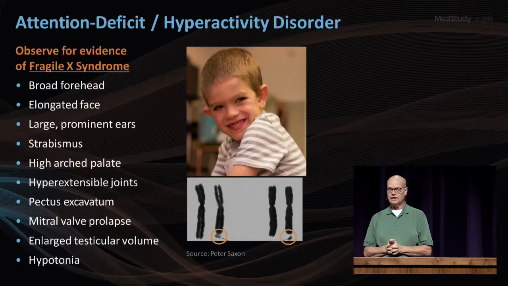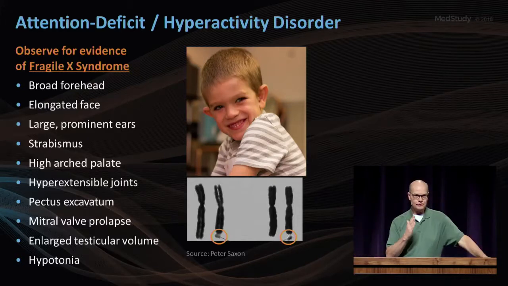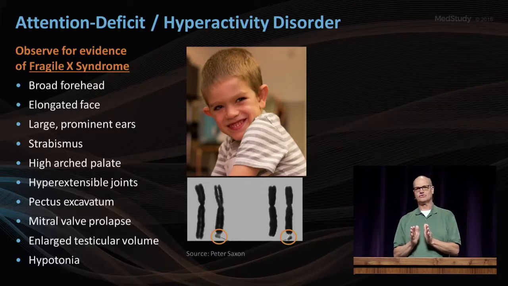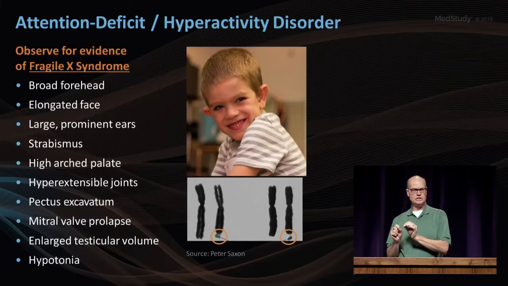Enlarged testicular volume is important to remember, because that's one of the best ways as you read a question to differentiate. So Klinefelter, small testicle; Fragile X, large testicle. Again, they won't tell you the testicles are enlarged. They'll give you a testicular volume.